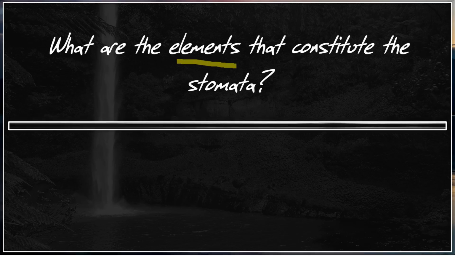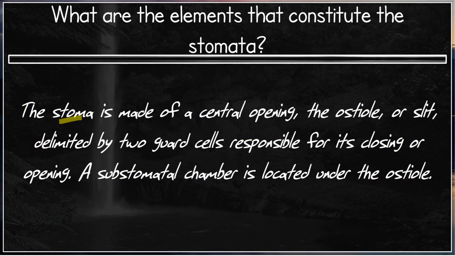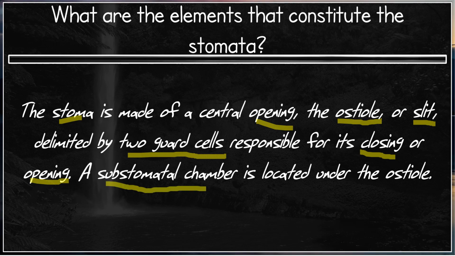What are the elements that constitute the stomata? The stoma is made up of the central opening, the ostiole or slit, delimited by two guard cells responsible for its closing or opening. The substomatal chamber is located under the ostiole.